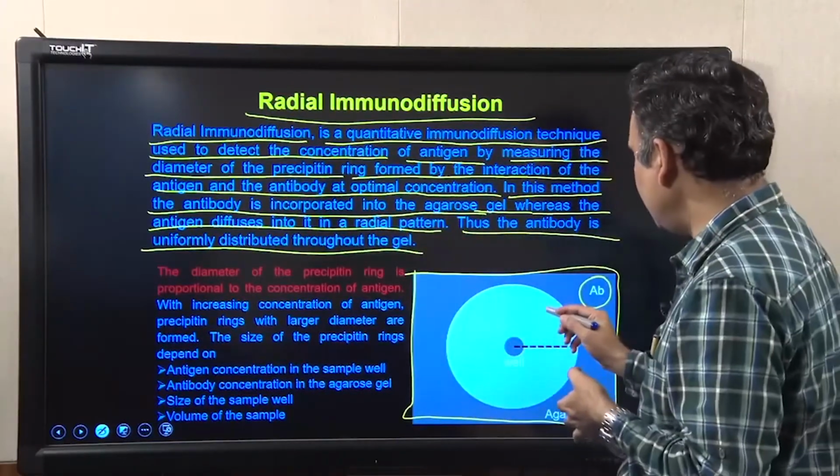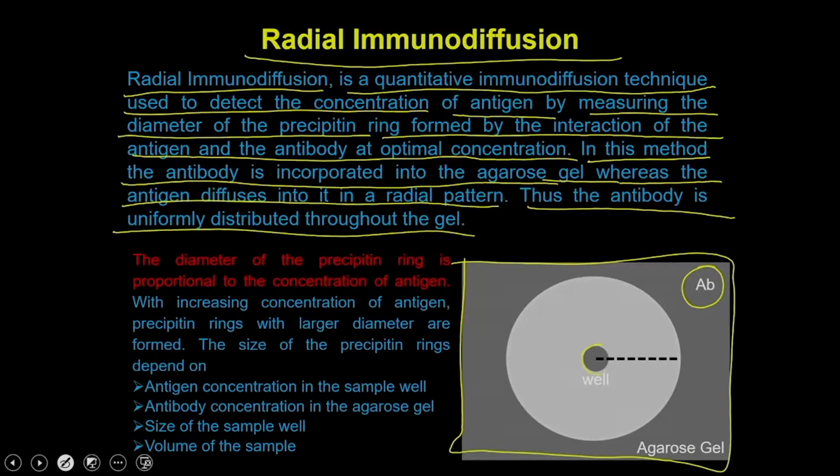And then what you do is you cut a well and add the antigen into that. Once you add the antigen, it is going to diffuse and achieve a particular concentration. It keeps interacting with the antibody which is present in this agarose block, and then it starts making the precipitate.